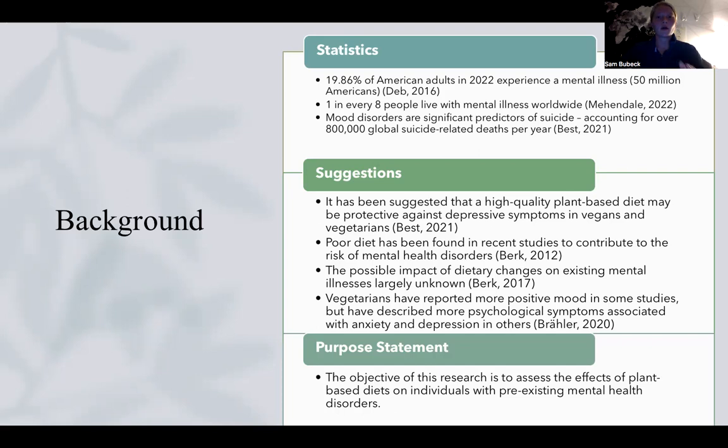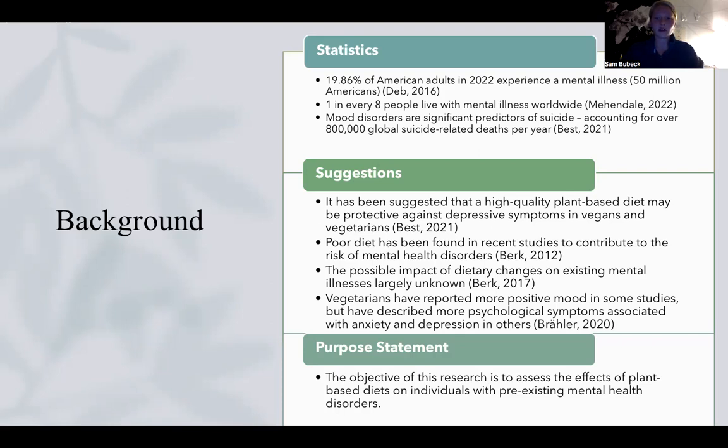In addition, the possible impact of dietary changes on existing mental illness is largely unknown. So, this is a field that hasn't had a large amount of research quite yet. There has been research focused in certain areas, but broadly, mental illness and plant based eating has not been completely connected enough to really find conclusions. So that made me curious, and that made me feel very adamant about finding some answers to this research.